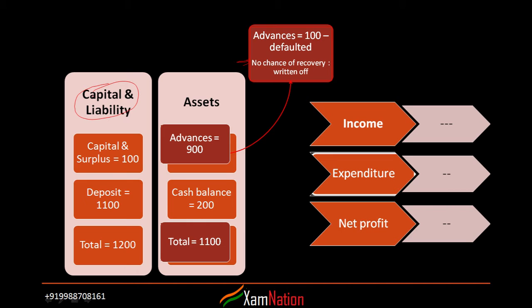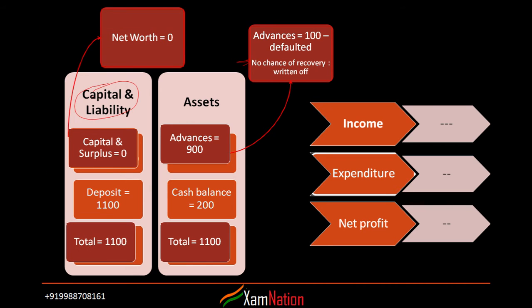If you remember your preliminary accounting, you know that all the loss will be absorbed by the capital and surplus. Now capital and surplus will be 0. Now the total net worth of the bank is 0, and total capital and liability would be 1100.